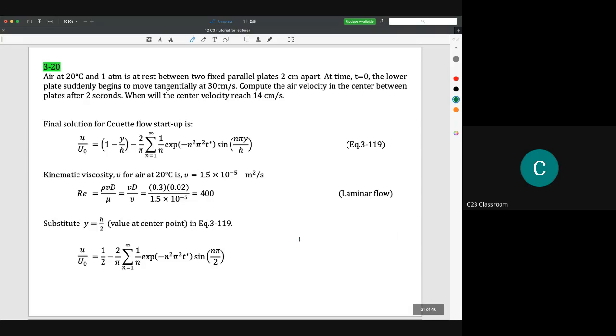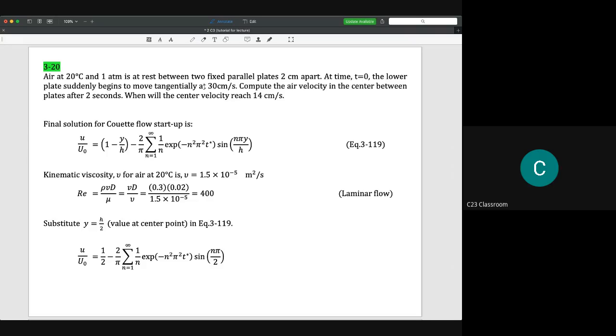Okay, next we are trying to solve question 3.20. Air at 20 degrees Celsius and 1 atm is at rest between two fixed parallel plates 2 centimeters apart. At time t equal to 0, the lower plate suddenly begins to move tangentially at 30 centimeters per second. Compute the air velocity in the center between the plates after 2 seconds. When will the center velocity reach 14 centimeters per second?